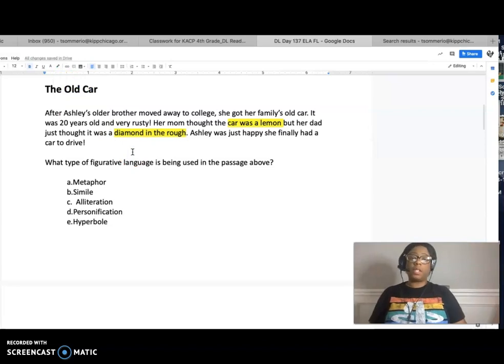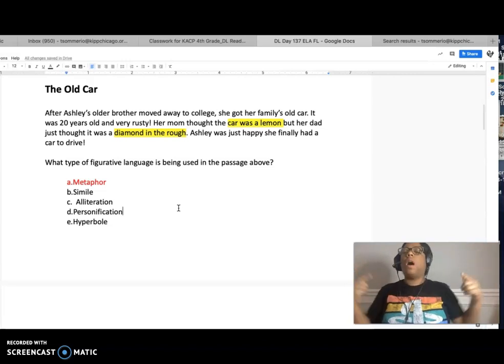Ashley was just happy she finally had a car to drive. So, car was a lemon, diamond in the rough. Get your booms out. Is it A, B, C, D, E? Our answer again is metaphor. There are things being compared and they do not include the words like or as. So we definitely know that it's a metaphor. All right, squad, let's flip the page.